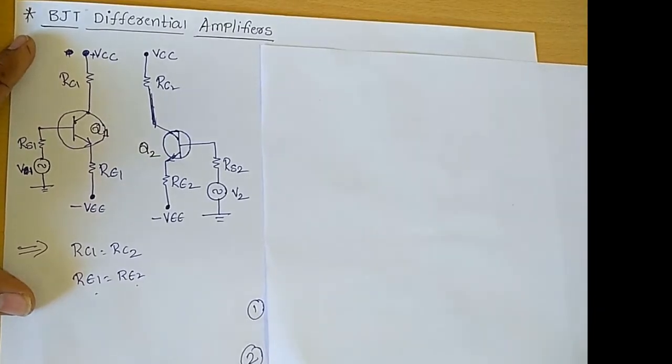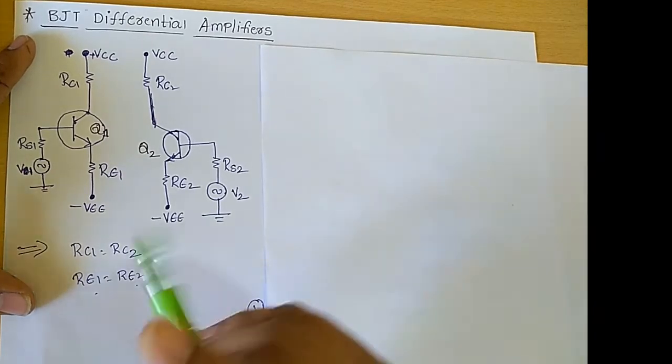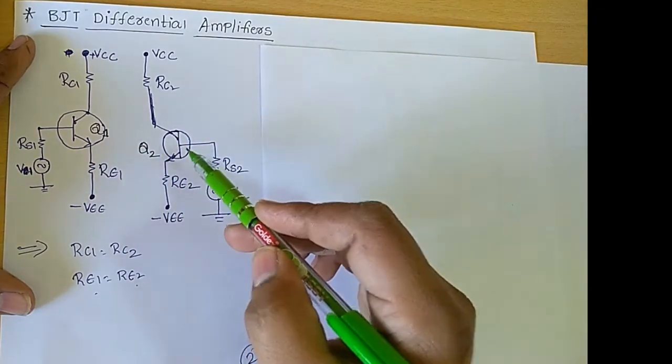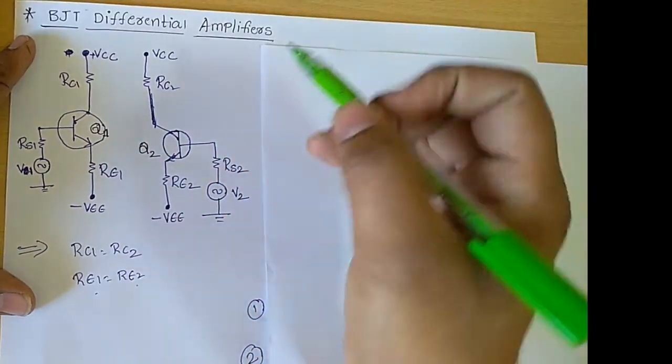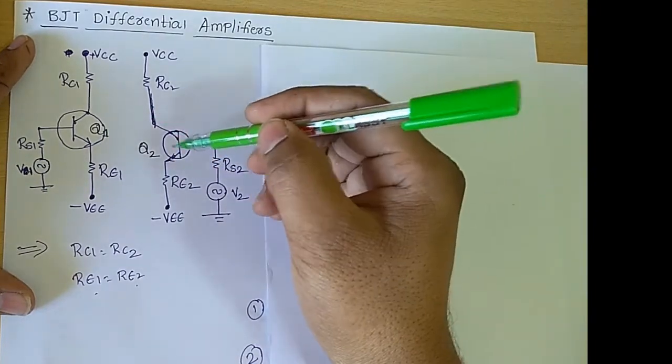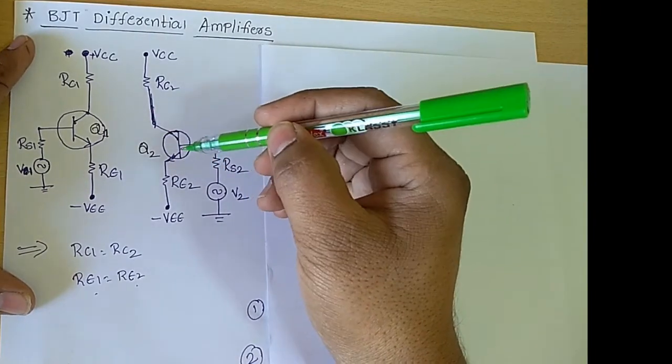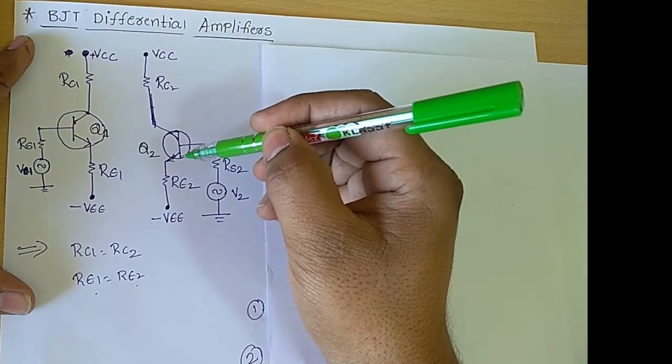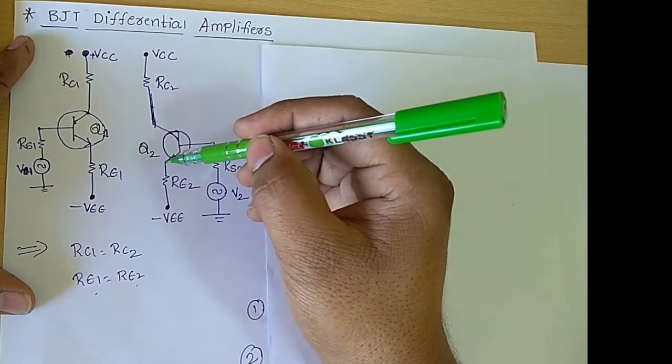Good morning to all. Today we are discussing BJT differential amplifiers. This is the BJT amplifier circuit, in which transistors are used to develop the differential amplifier. Observing these two circuits, they are common emitter configuration circuits.